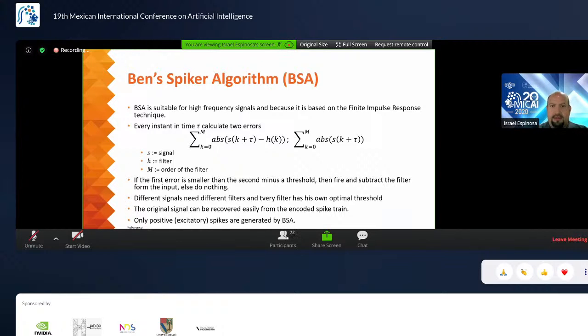Another feature of the Bens Spiker algorithm is that it can only produce positive spikes, I mean excitatory spikes. The positive and negative spikes can be treated as excitatory and inhibitory spikes. When we receive an excitatory spike, the postsynaptic neuron increases its voltage. But when we receive a negative or inhibitory spike, the postsynaptic neuron decreases its voltage. So the Bens Spiker algorithm produces only excitatory spikes.